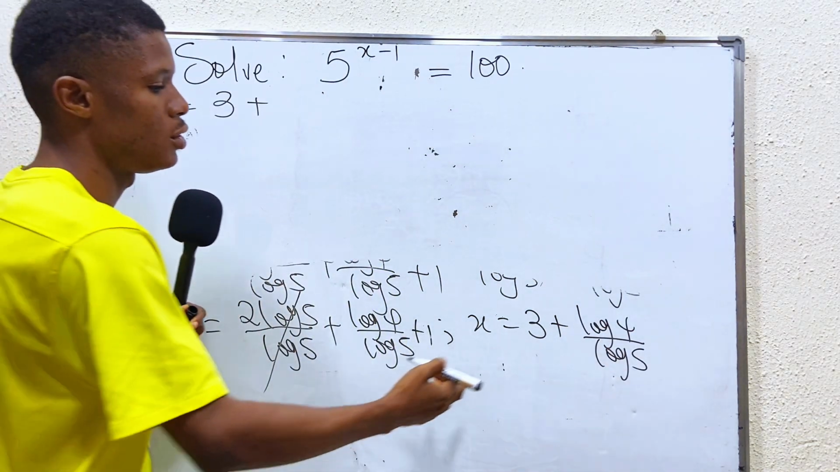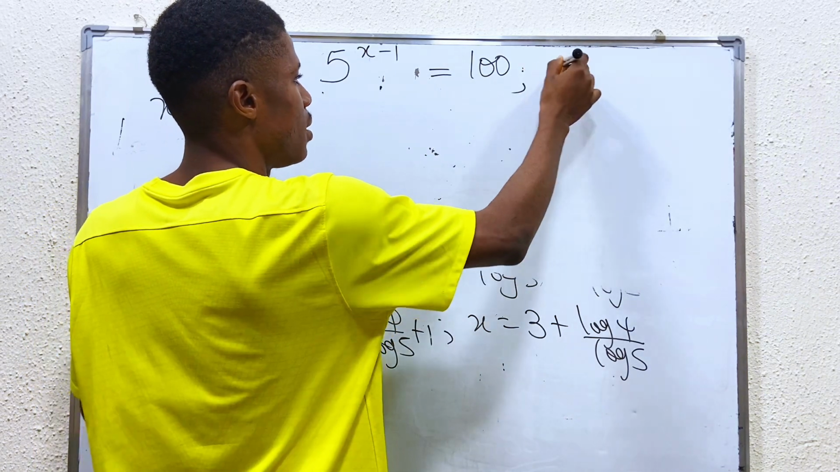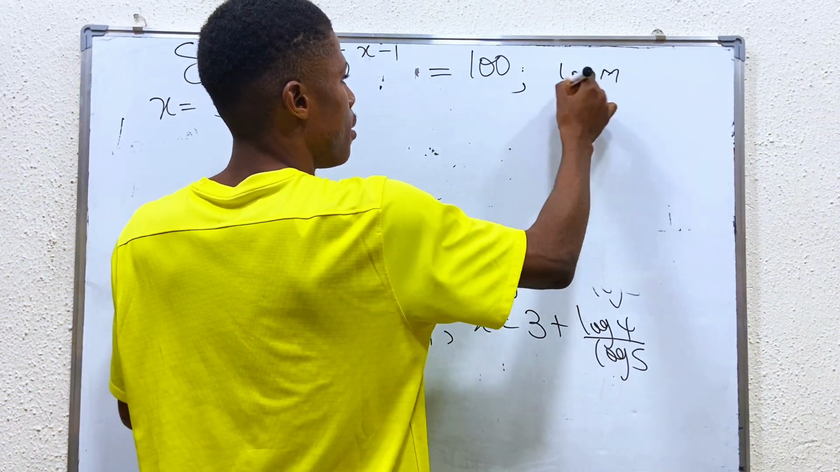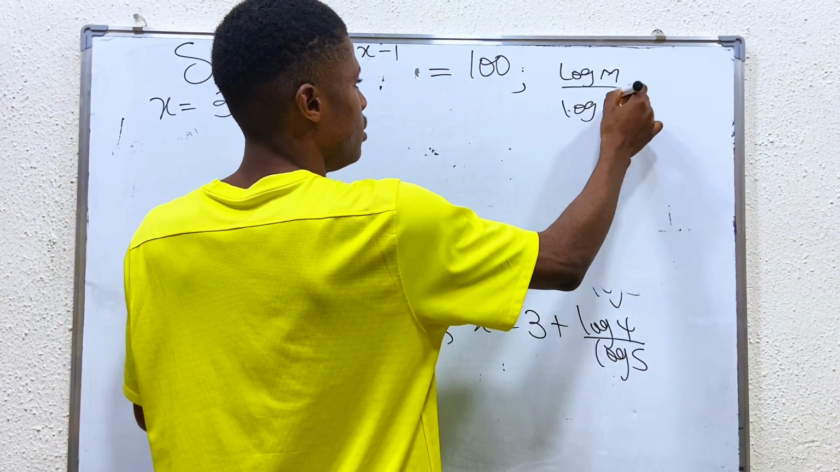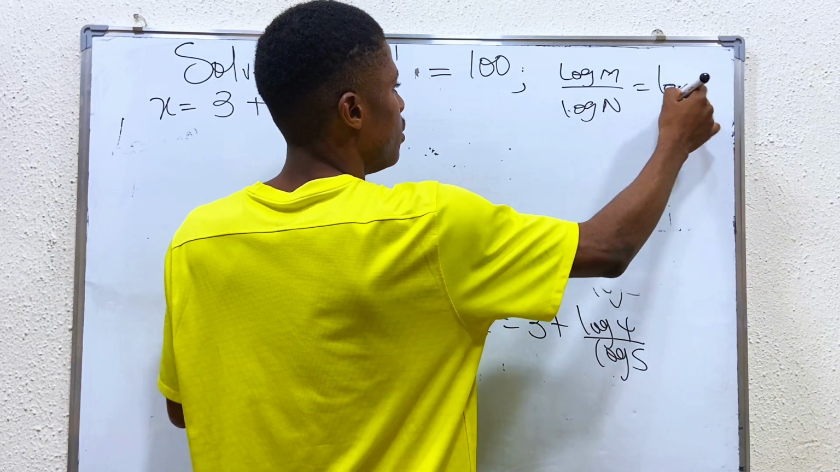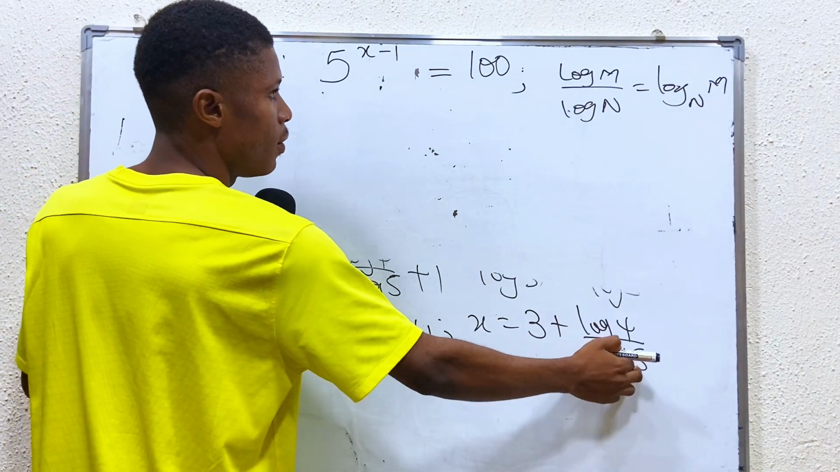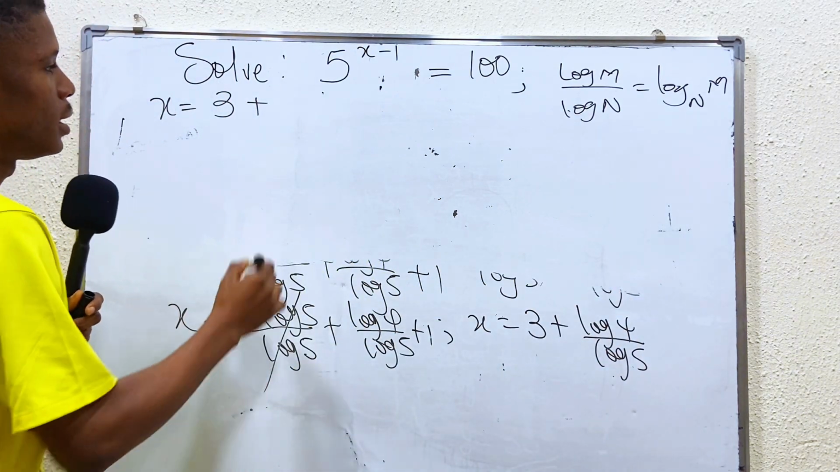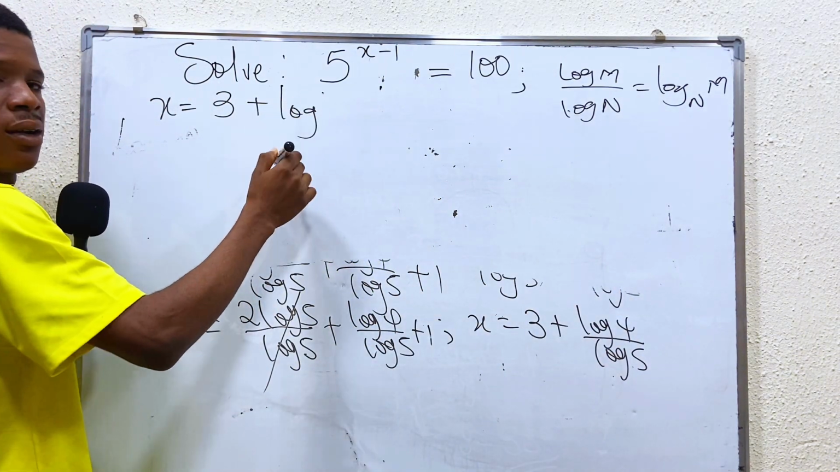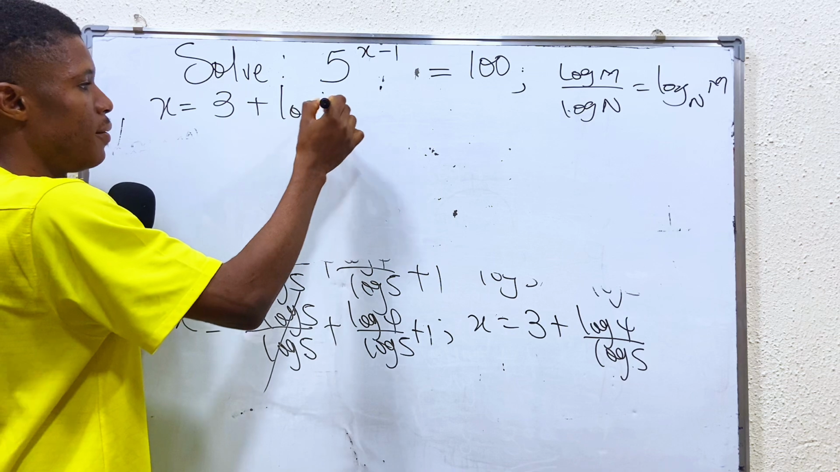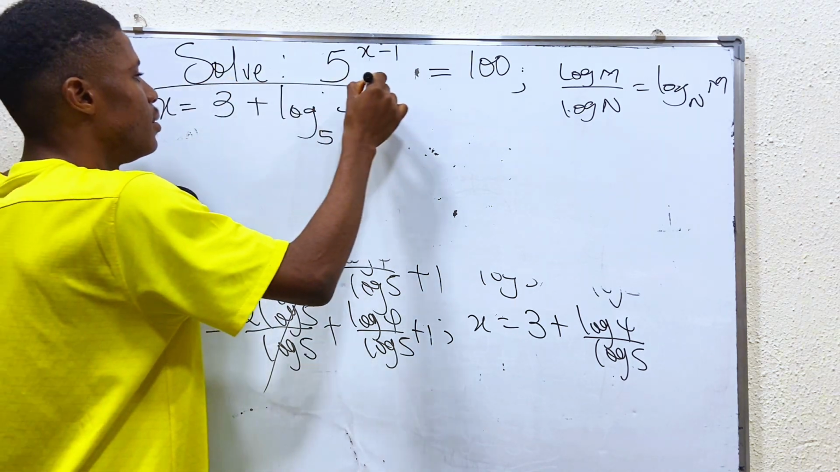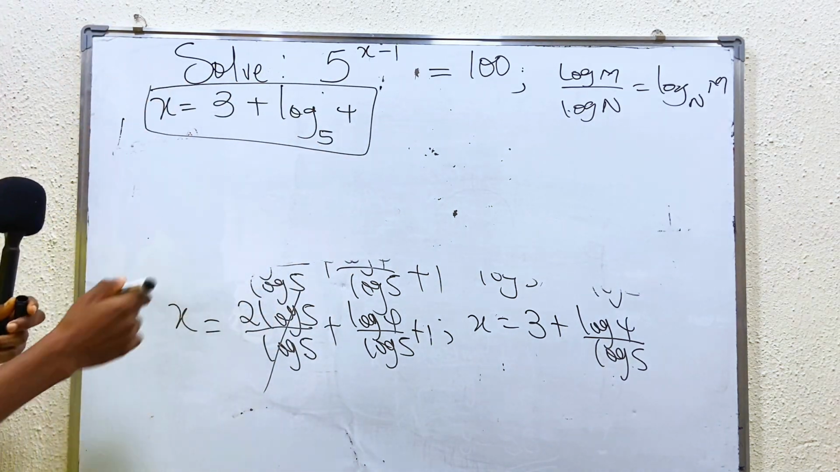Use change of base here, which says that when you have log m over log n, it is the same thing as log of base n of m. So here our n is 5, our m is 4. So we can now write this as log of base 5 of 4. And this is the value for x.